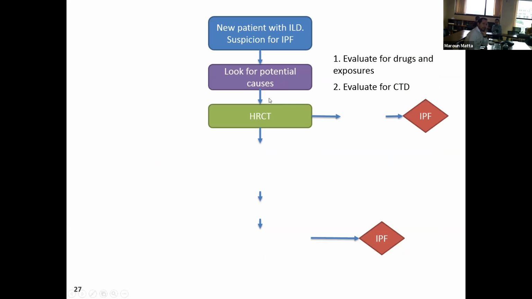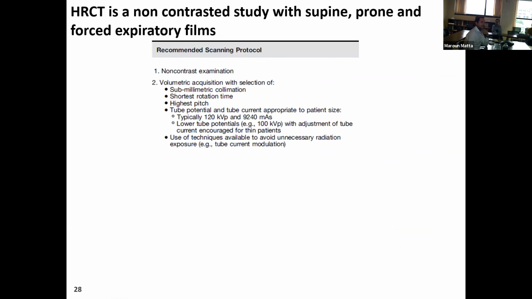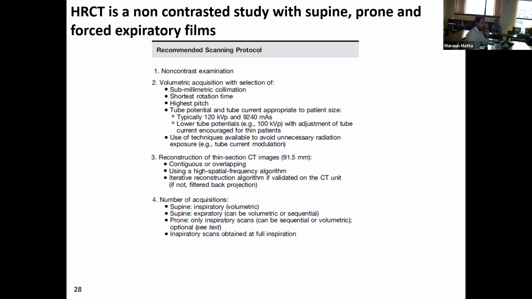So what you do next is you send a high resolution CT. How is a high resolution CT scan different than a regular CT scan? This is a non-contrasted CT, right? That's gonna have some specific millimeter distribution of cuts. There's going to be some overlap, and we're gonna use a special parenchymal reconstruction algorithm, what we call a high spatial frequency algorithm. Then we get supine full inspiration, prone full inspiration, and we do forced expiratory films, then we do supine pictures.